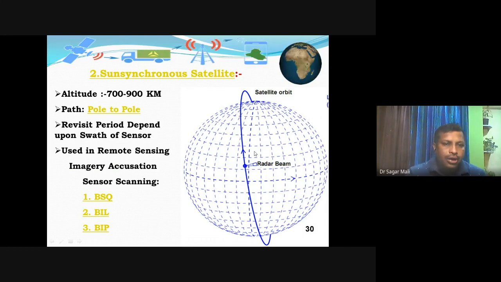Why is there this polar orbit? Because the satellites move from north pole to south pole, and the Earth moves from west to east. So on every pass, a new area comes under observation, and slowly like that, the entire Earth will be covered after a certain number of days.